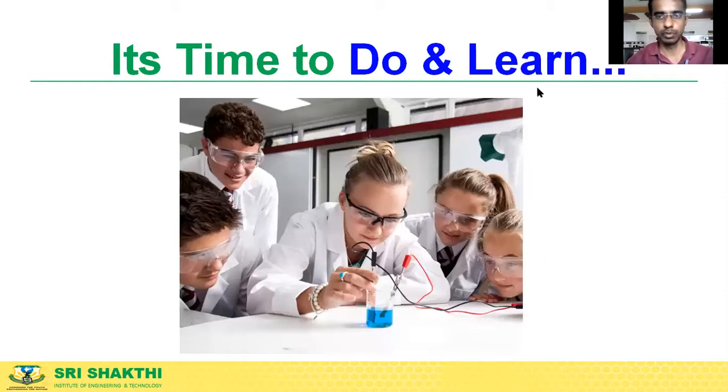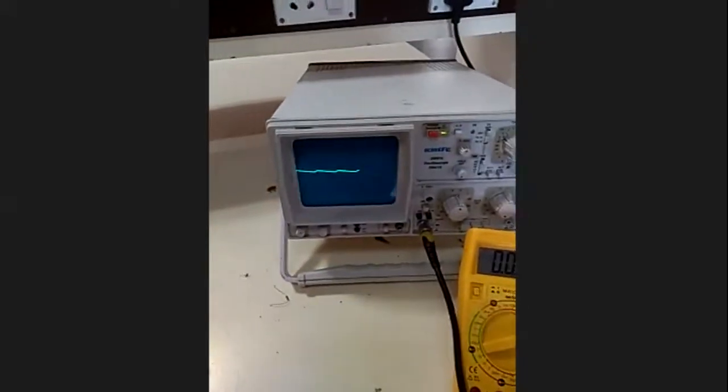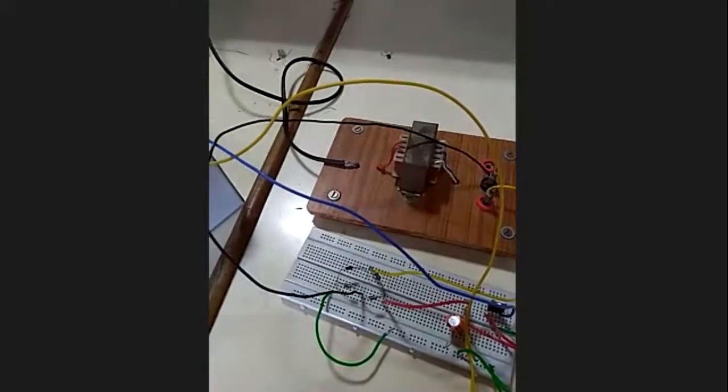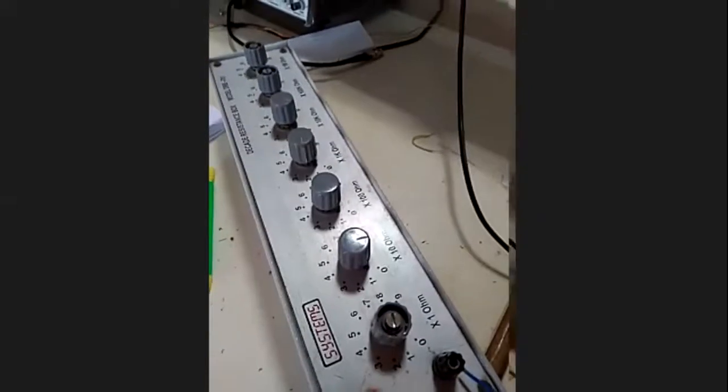So that's all on the theory side. Now we need to go and check whether things work as we spoke. Are you ready? Let's go and check how it works. So here is the setup. As usual, we have the function generator, CRO, then a multimeter, and a transformer. Then we have the connections as per the circuit diagram. This is a decade resistance box, where you can vary the values. So let's go on measuring the readings.